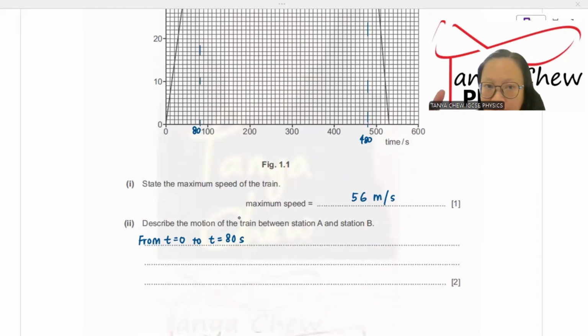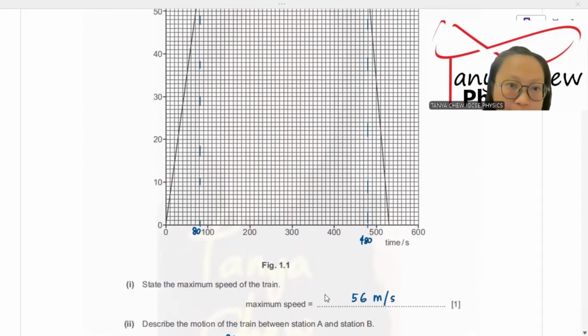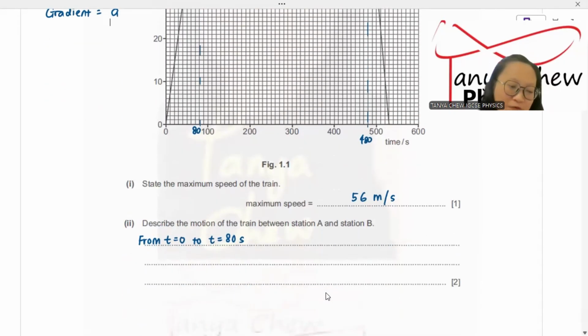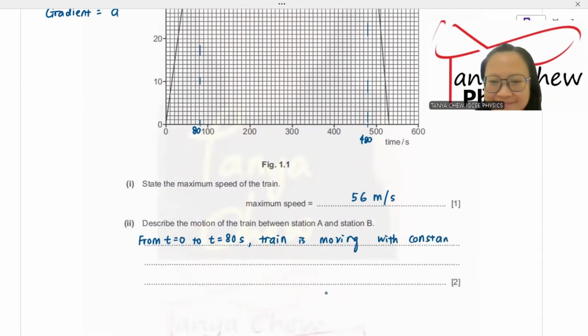So this is a straight line graph. Straight line graph will always give you constant gradient. Gradient of the graph, I'm going to write this down for you, is equal to acceleration. Since the gradient is constant, the train is moving with constant acceleration. So I'm going to write that. Train is moving with constant acceleration.